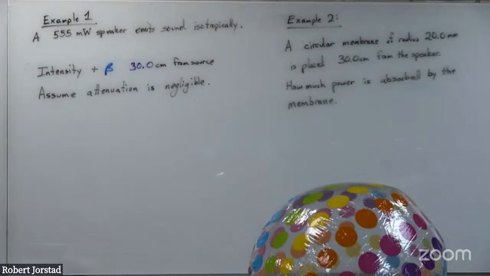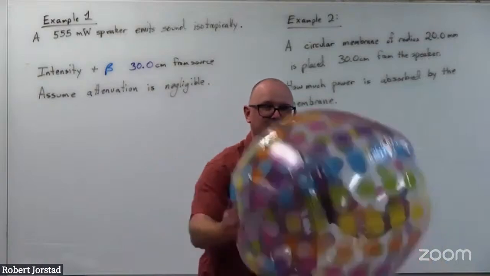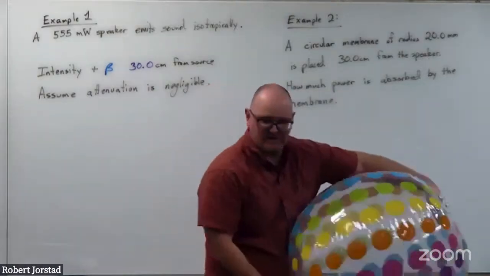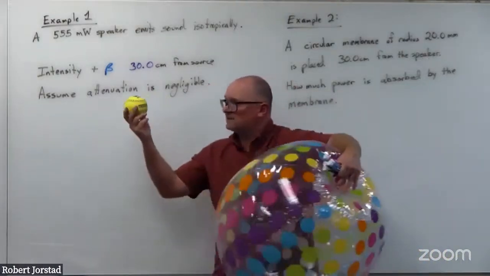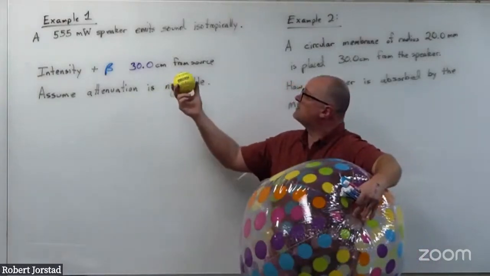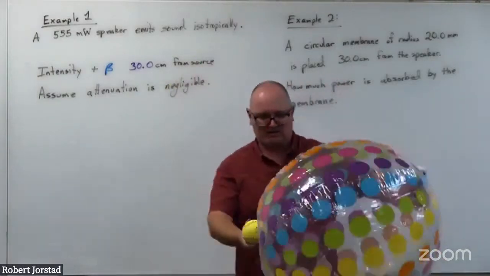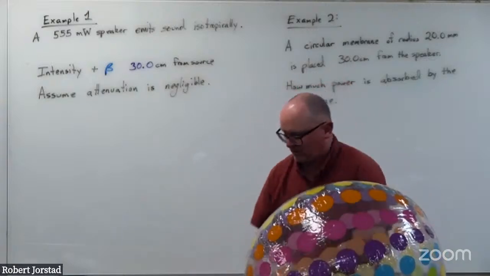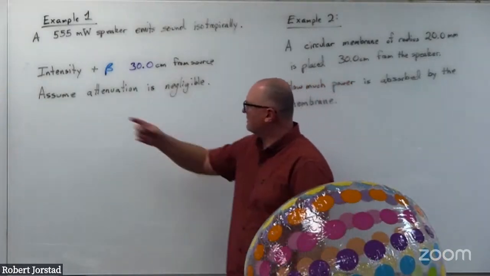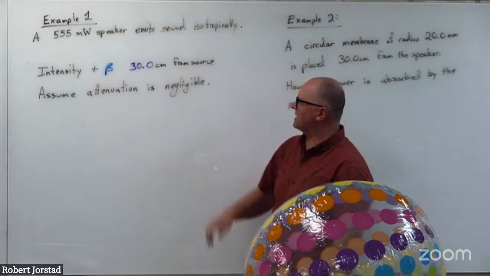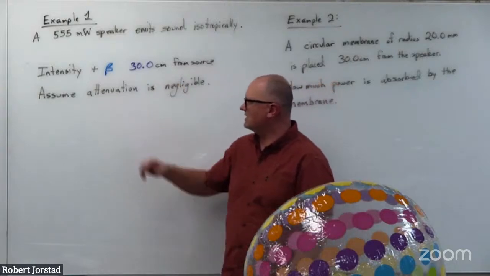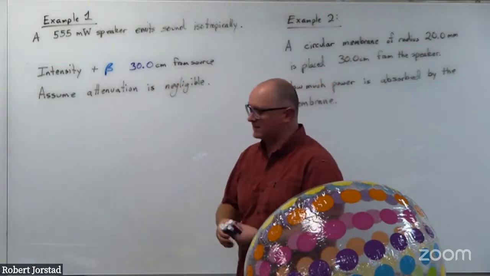So now I want to imagine, oh, you can tell we're going to have a ball with this problem, huh? So imagine you have a speaker. Pretend this baseball is the speaker, and it's emitting sound isotropically. Oh my gosh, all these big words. And then I want you to find intensity and beta 30 centimeters from the source. Assume attenuation is negligible. Well, first let's explain what this means.